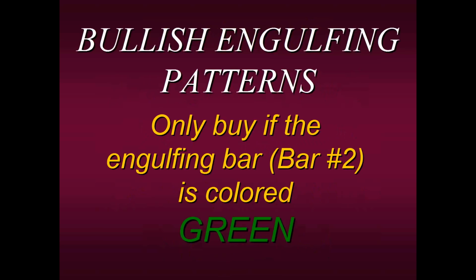So here is the technique I want to describe for you if you're thinking about buying bullish engulfing patterns. You only want to buy if the engulfing bar, that's bar number 2 in that 2-bar pattern, is colored green. Now, we don't care what the bar before it was colored or even what all the bars before it were colored. All we care about is that bar number 2 is green.